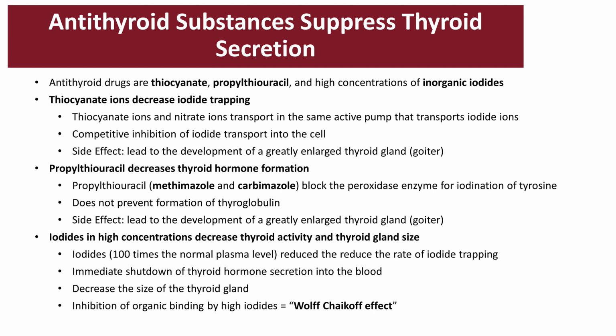Iodides in high concentrations can also decrease thyroid activity and also the size of the gland. Iodides, when given at over 100 times the normal plasma level, could reduce the rate at which iodide is trapped, because there's so much available, the body does not absorb as much. This will then cause a shutdown of how much hormone is able to be processed and generated through those reactions and then eventually secreted to the blood. As a result of giving high enough amounts of iodides, you could decrease the size of the thyroid gland.